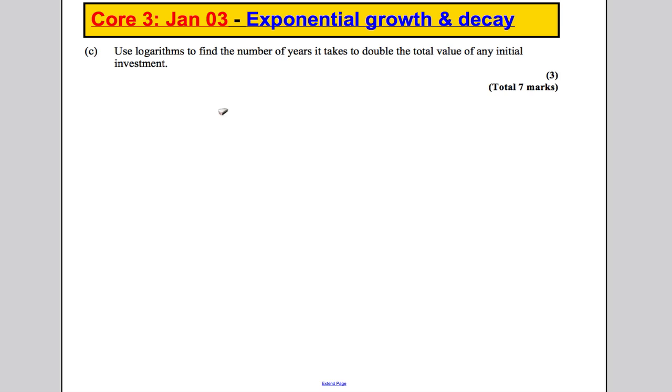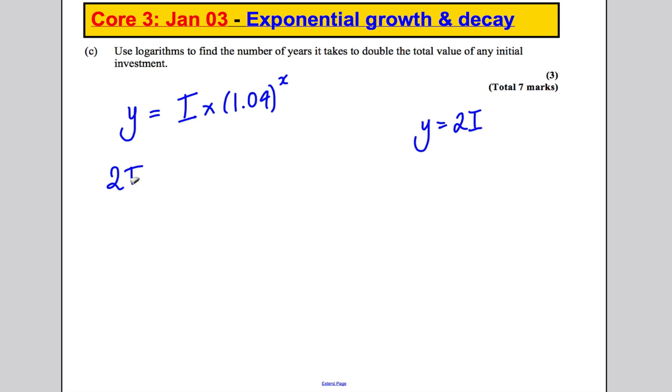Part c. Use logarithms to find the number of years it takes to double your initial investment. So what we're dealing with now is y equal to your initial investment, which I might call I for initial investment, multiplied by 1.04 to the power of x. It asks you to find x so that your current amount of money is double your initial. So you're going to let y be equal to 2 times the initial investment. So 2I would equal I multiplied by 1.04 to the power of x.